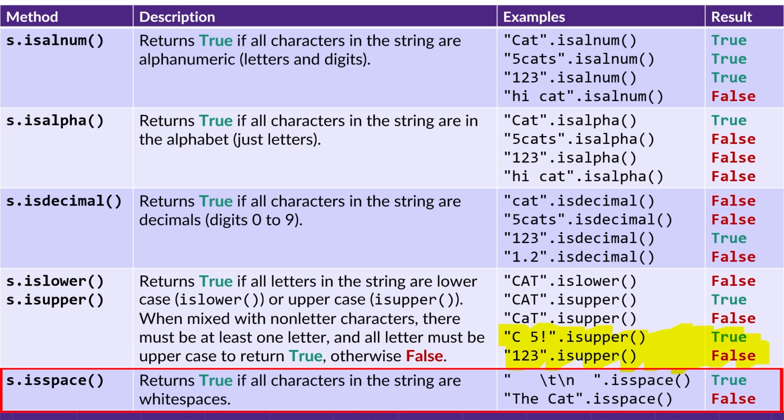Last is isspace. This returns true if all characters in the string are white space characters. So white space isn't just your spacebar key, it's also things like tabs and line breaks. In this first example, you can see that a bunch of spaces, then a backslash t, backslash n, and a bunch of spaces is true because tab and line break are considered to be white space characters. These are characters that aren't printable, sort of those invisible spaces. The other example, space cat, returns false because it has to be all white space. It's not enough just to have one white space for isspace.